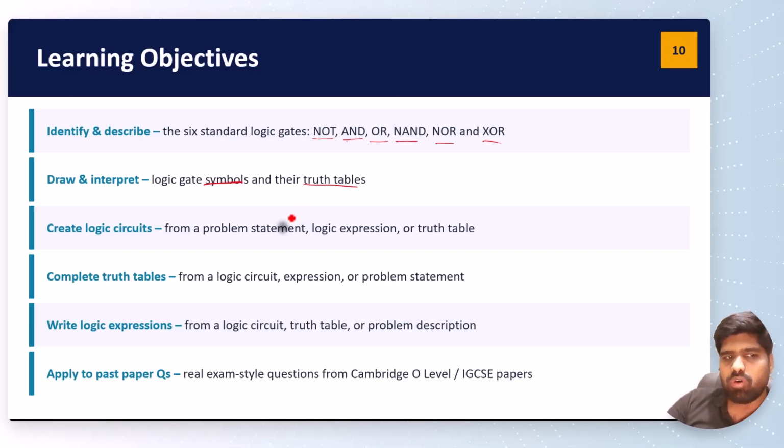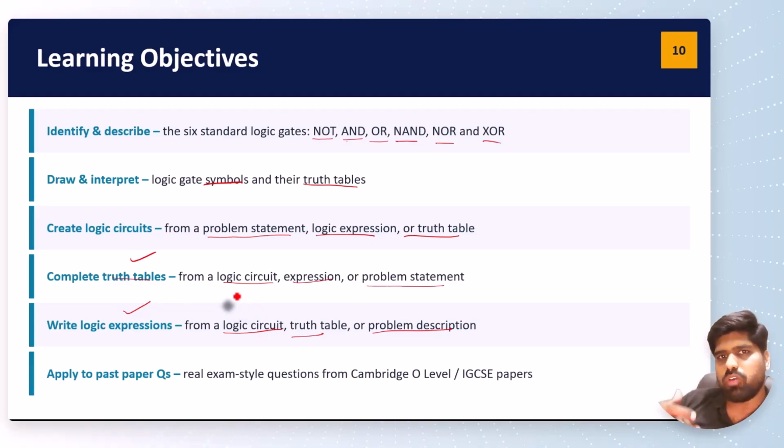You have to understand these two things. Then you have to know how to create a logic circuit from a problem statement, a logic expression, or a truth table. And how you can complete the truth table: if a logic circuit, an expression, or a problem statement is given, how you can make a truth table out of it. Then again, writing logic expressions: if the logic circuit, truth table, or a problem description is given, how you can make a logic expression out of it. And then we will apply all these concepts to the past paper questions.